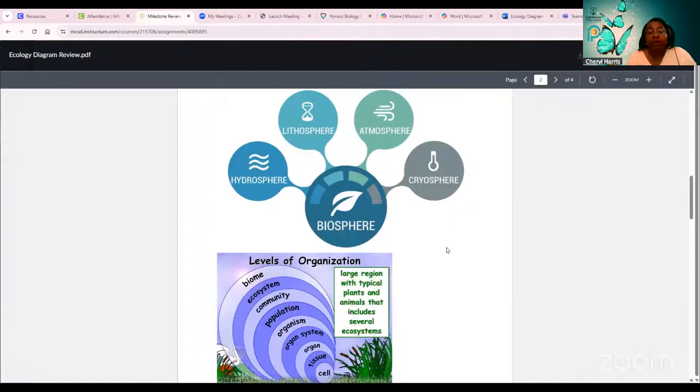So up top, I have the different types of biomes. We can have an aquatic biome, which is a hydrosphere. We can have an earthly biome, which is your lithosphere. We can talk about things that live in the air, because living things do fly and live in the air. So that's your atmosphere. Cryosphere is things that live in frozen areas. There are a few, not many, things that actually can survive in frozen areas. So this is a map of the biosphere.